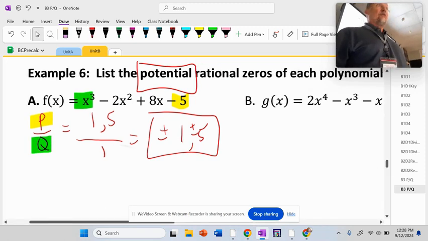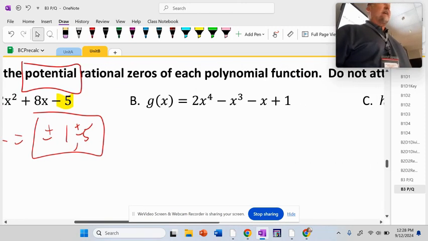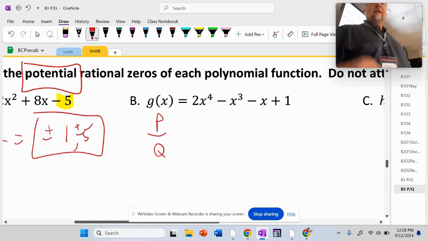This is not the actual zeros, but they're the only ones that could possibly work. And that's what those kids had to do back in the day. They had to trial and error and find out which ones worked. And we're going to pretend we're in 2008 again.